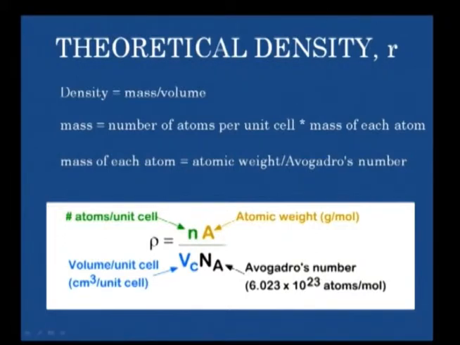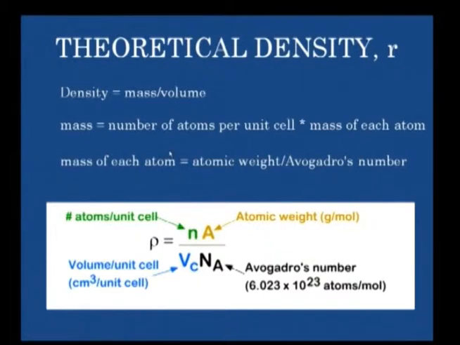The theoretical density rho is given by an expression of this kind, where you got n into A in the numerator and V c into N A in the denominator, where what is n? n is the number of atoms per unit cell, A is the atomic weight given in terms of grams per mole, and in the denominator we have got V c, that is volume of cell, right. A centimeter cube per unit cell will be the dimension for the V c. N A is the Avogadro's number, whose value is well known, 6.023 into 10 to the power of 23 atoms per mole. This is the expression which is to be used to determine the density of any crystal, right.